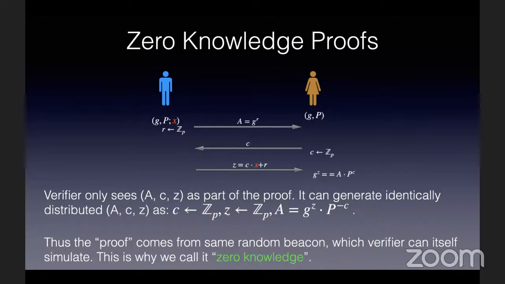Now, the only difference is that the verifier is choosing A in the end, right? The prover was sending A in the beginning, and then the verifier sent C, and the prover was only able to send the last message Z if it knew the solution to that problem, that it knew what that X was. But this restriction does not apply to the verifier because it need not go in that sequence. It can first pick C, then pick Z, and then just set A accordingly.